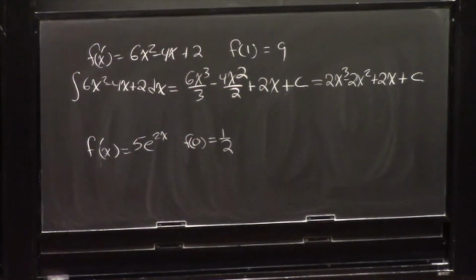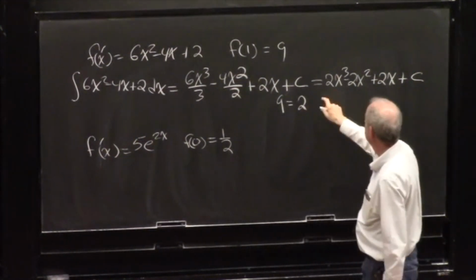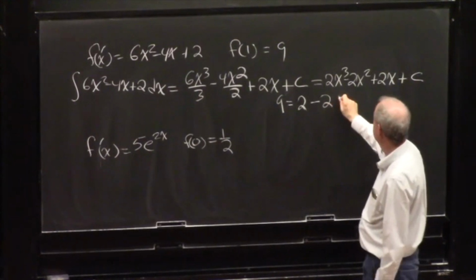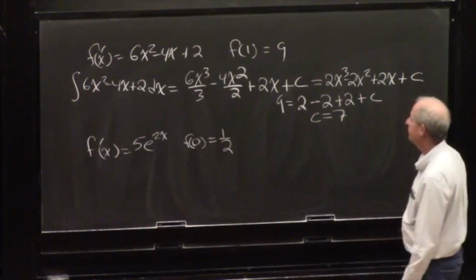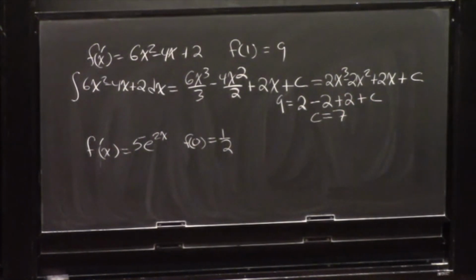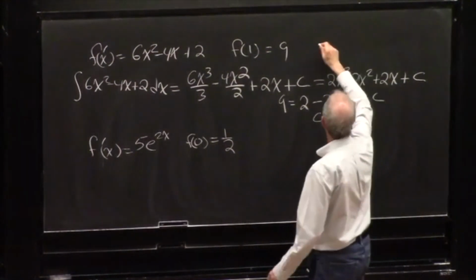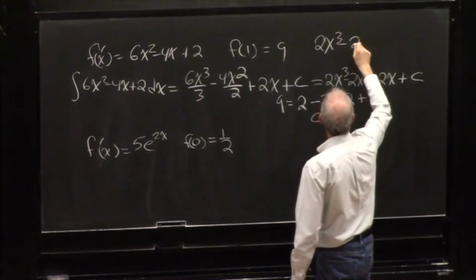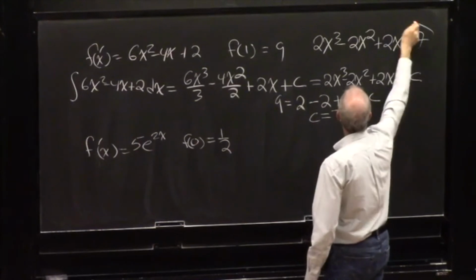And then I tell you f of 1 is 9. So if f of 1 is 9, then I know 9 is 2 times 1 cubed, which is 2, minus 2 times 1 squared, which is 2, plus 2 plus c, so c equals 7. Okay? I won't give you a hard number to plug in. Therefore, if c equals 7, then our equation is 2x cubed minus 2x squared plus 2x plus 7.